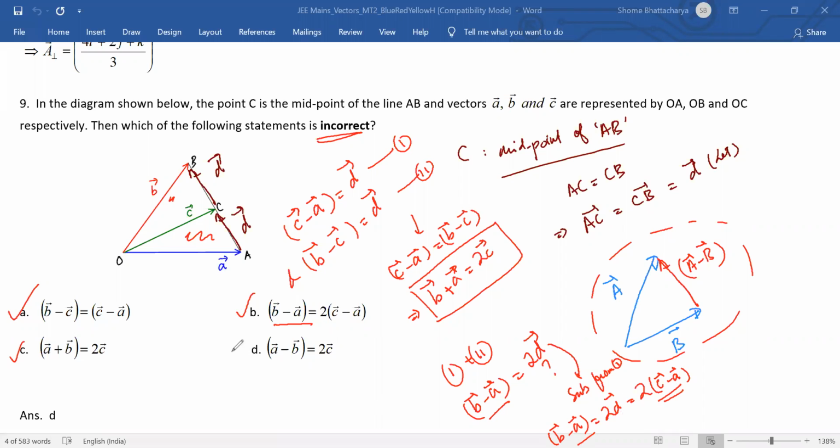But this option is wrong because we already know that this is correct. A plus B is 2C. So the correct answer here will become D because you have to mark the incorrect option. So just make a note of this. This is the slightly tricky question in this.